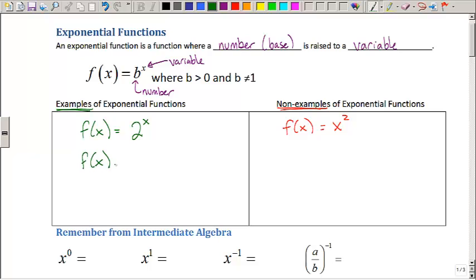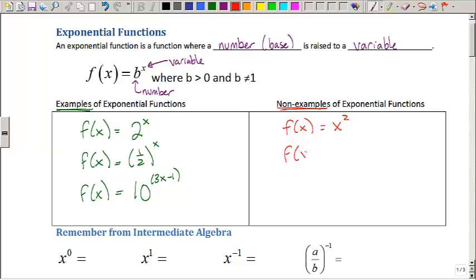Another example would be 1/2 to the x. Some students think that 1/2 to the x shouldn't belong, but 1/2 is a constant. It is greater than 0 and it's not equal to 1, so therefore this is an exponential function. One more example, f of x equals 10 to the 3x minus 1. This is a little bit more complicated example, although we still have a base that is a constant. We have a variable x in the exponent. We do have a few other things, but this is still an exponential function because b is greater than 0 and not equal to 1. My x is in the exponent.